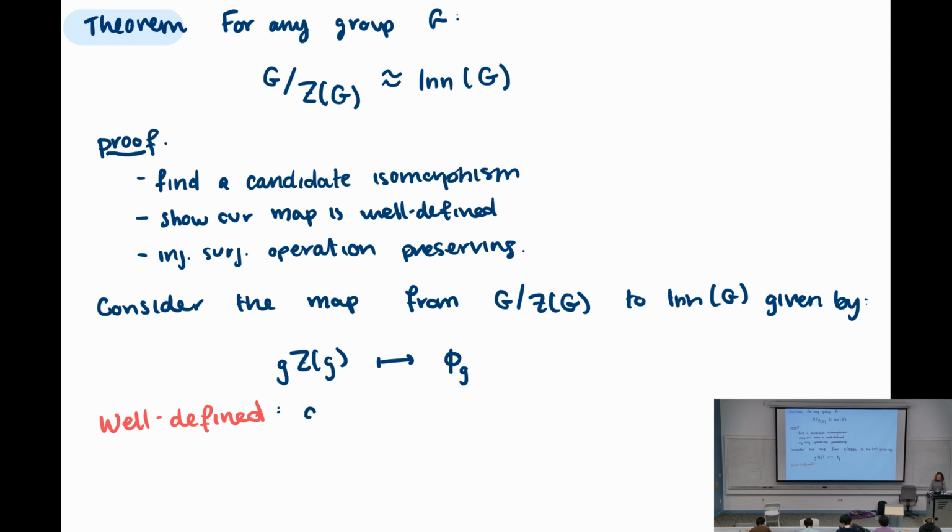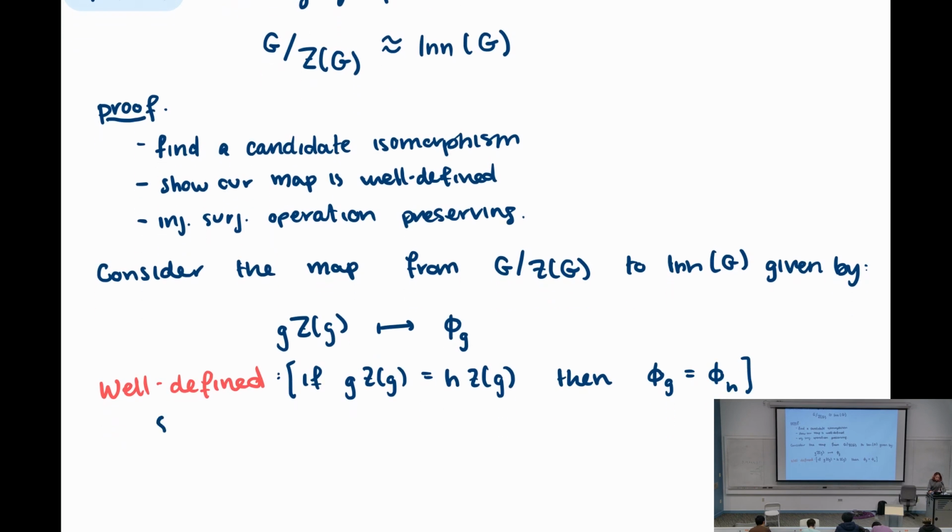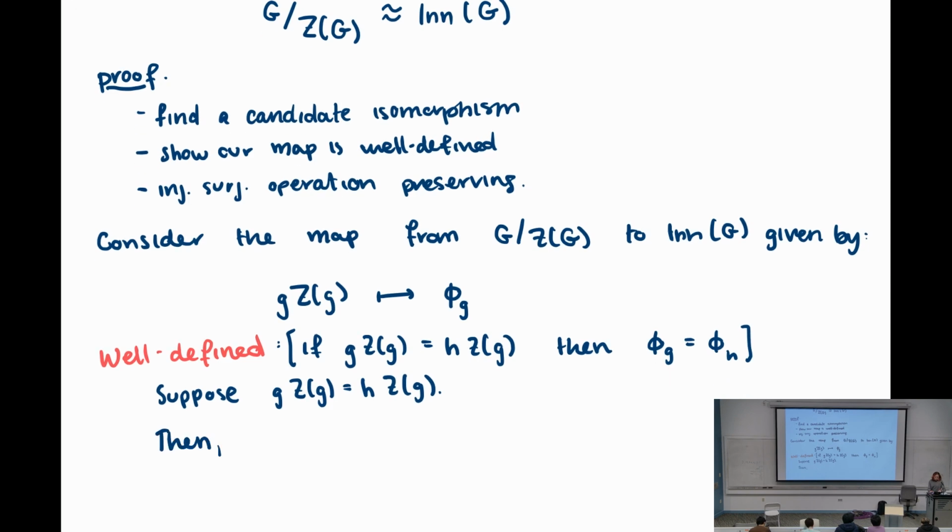That means that we need to show that if gZ(G) is equal to hZ(G), then my map actually does the same thing to both representations of this. So we have phi g is equal to phi h. So that's what we're going to show here. Let's suppose gZ(G) is equal to hZ(G). Then that means, by coset properties that we had, that h inverse g is an element of Z(G).